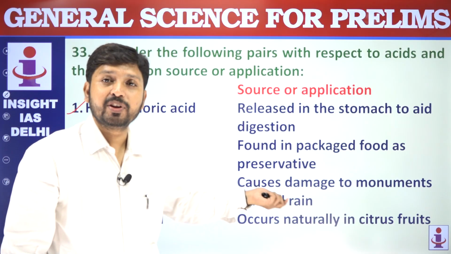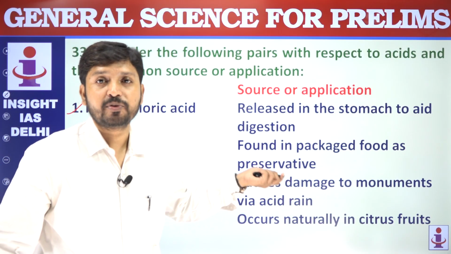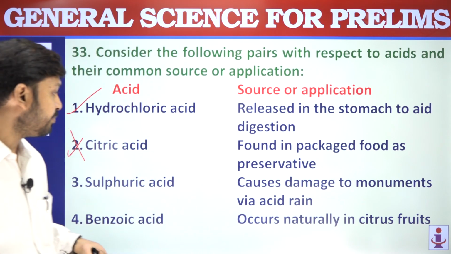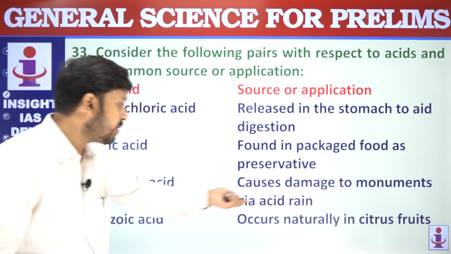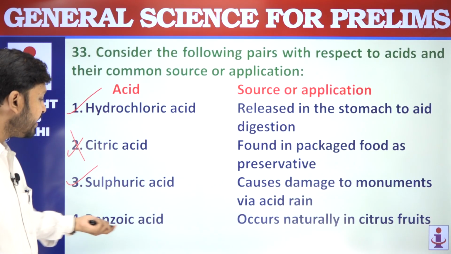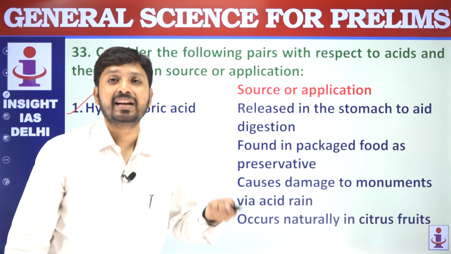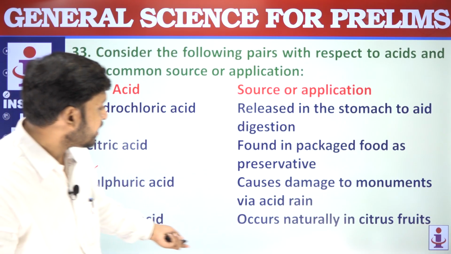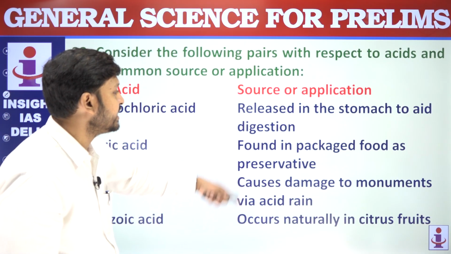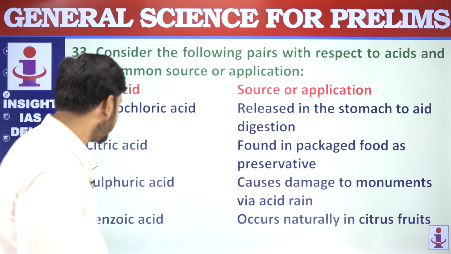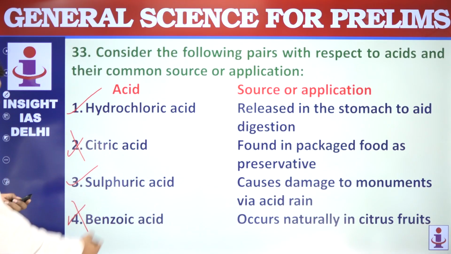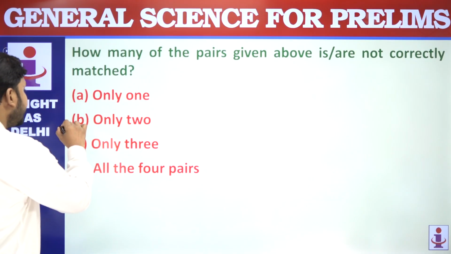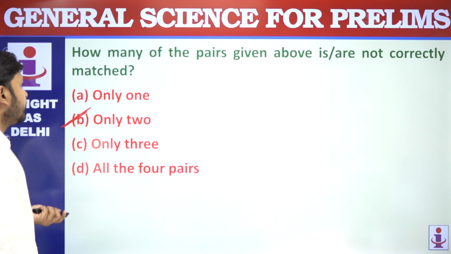Sulfuric acid, we know, is responsible for acid rain. The Taj Mahal is the best example. So causes damage to the monuments via acid rain. Correct. Benzoic acid is generally used as a food preservative, generally in packaged foods. So occurs naturally in citrus fruits. They have exchanged these options, so this is wrong. So only 2 statements are correct and 2 are wrong, and they are asking for not correct. So either way it will be option B only.